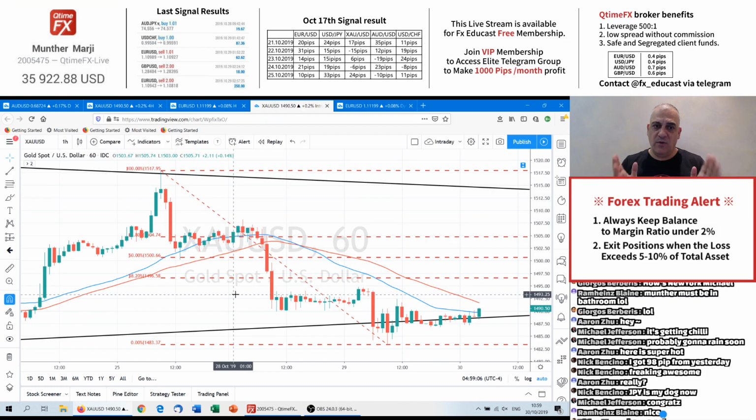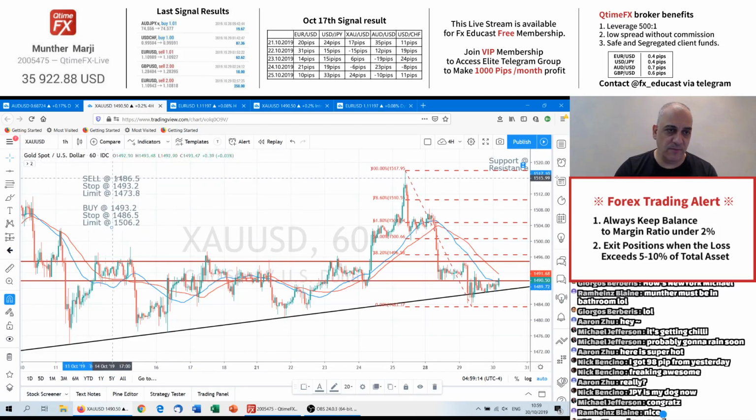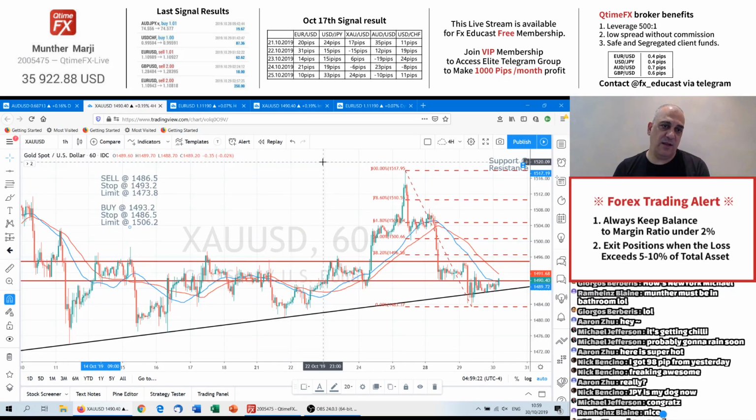Let me just remind you of our gold recommendations for the day. We have a short at 1486.5, a stop at 1493.2, the limit is 1443.8. Now, the buy is placed at the stop of the sell, with the stop of the buy at the entry of the sell. So that's why we have a buy at 1493.2, stop at 1486.5, and we have a limit at 1506.20. Okay, guys, these are our recommendations for gold for today.